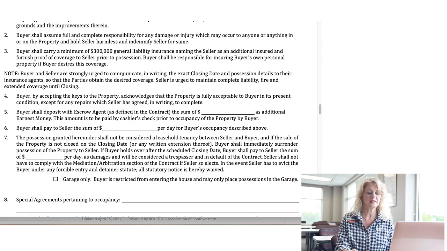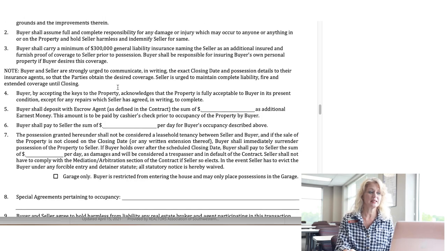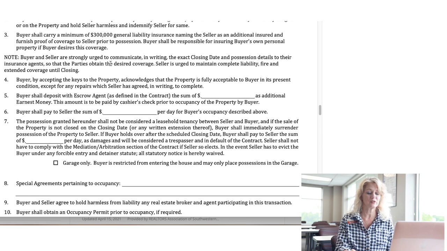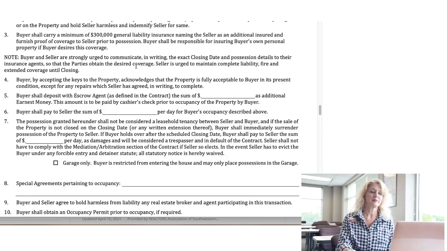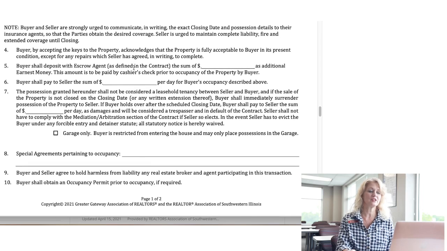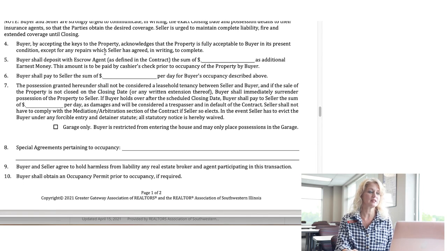Okay, so the buyer and seller are strongly urged to communicate in writing the exact closing date and possession details with their insurance agents. Obviously, those facts need to be communicated with the insurance companies for sure. And the insurance companies may say, nope, can't do it. So there are just a lot of caveats here.